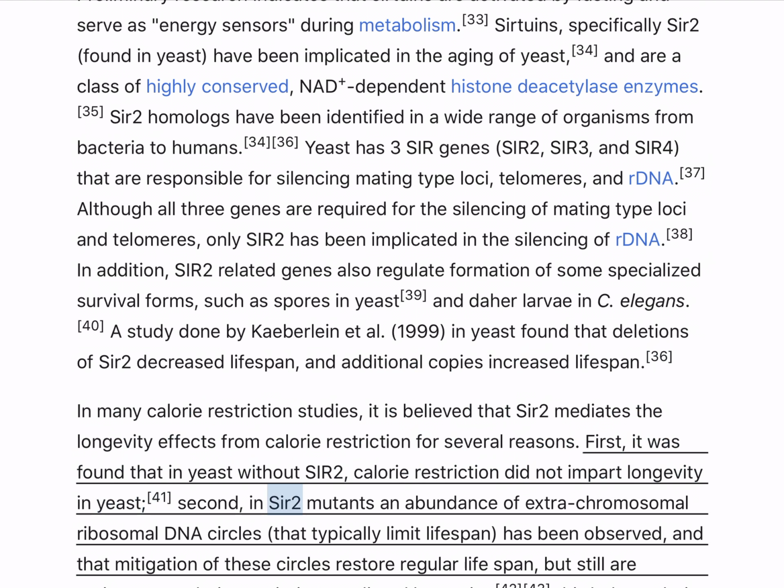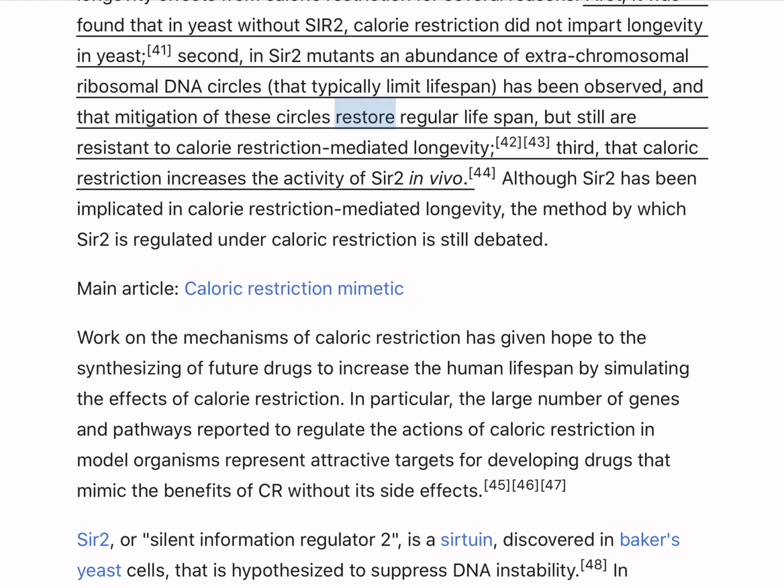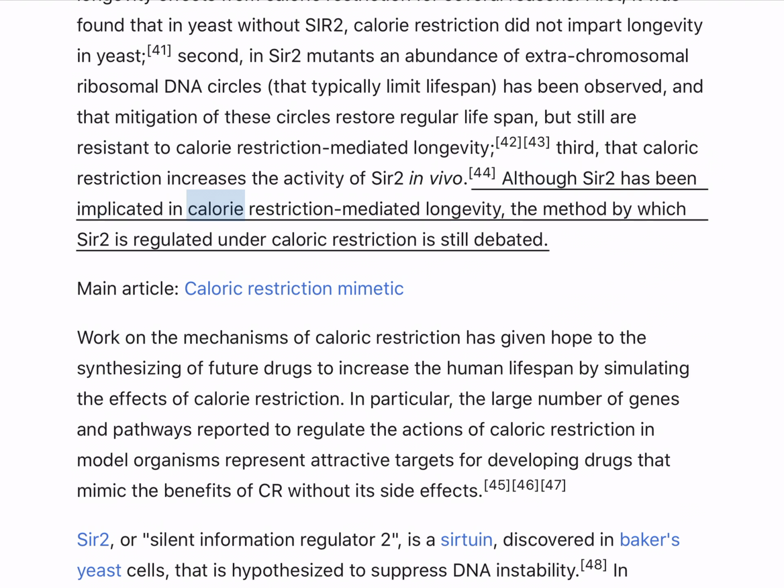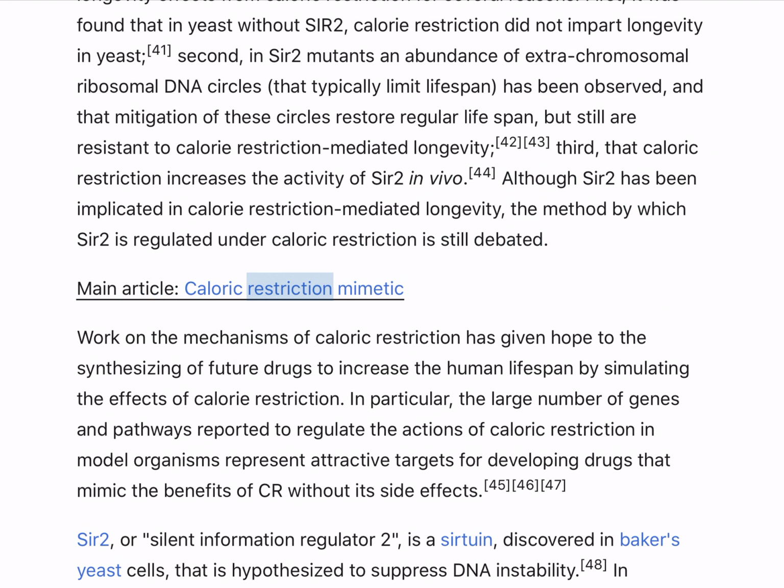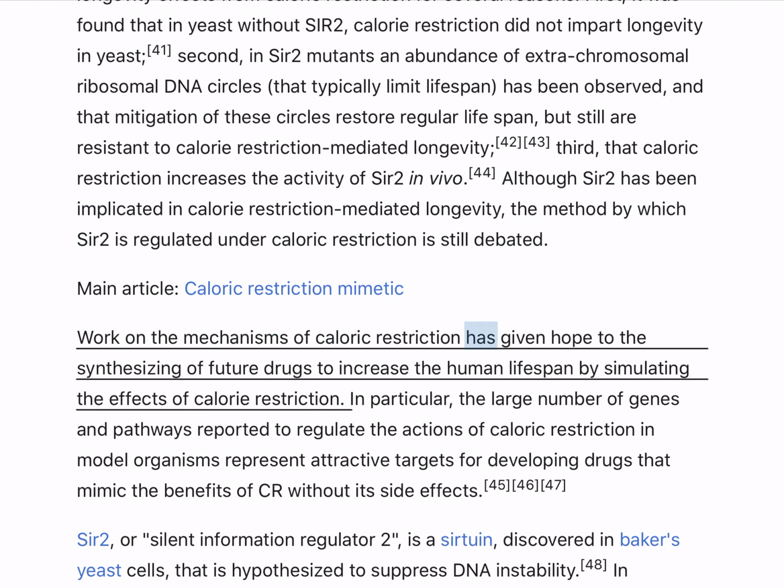Second, in SIR2 mutants, an abundance of extrachromosomal ribosomal DNA circles that typically limit lifespan has been observed, and mitigation of these circles restores regular lifespan, but the yeast are still resistant to calorie restriction-mediated longevity. Third, caloric restriction increases the activity of SIR2 in vivo. Although SIR2 has been implicated in calorie restriction-mediated longevity, the method by which SIR2 is regulated under caloric restriction is still debated. Main article: Caloric restriction mimetic. Work on the mechanisms of caloric restriction has given hope to the synthesizing of future drugs to increase the human lifespan by simulating the effects of calorie restriction.